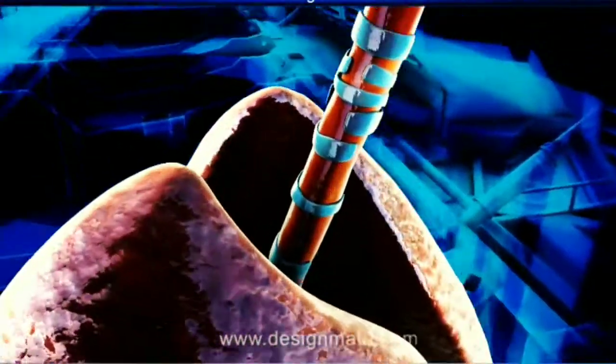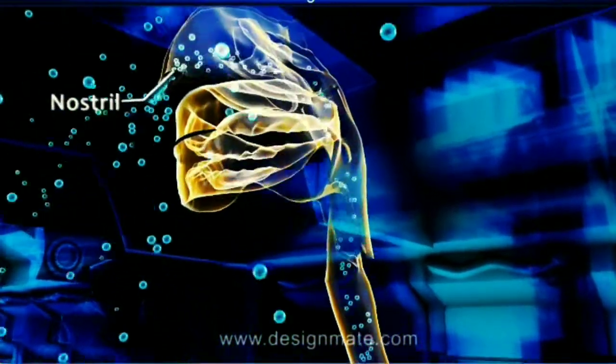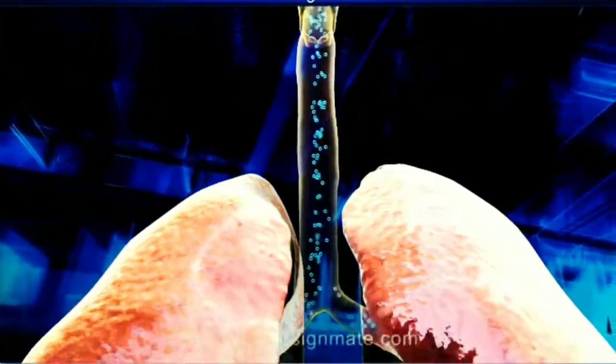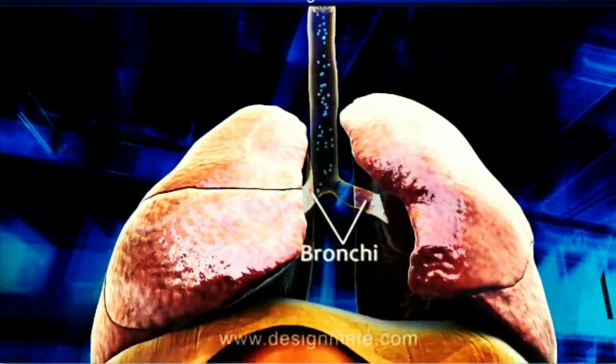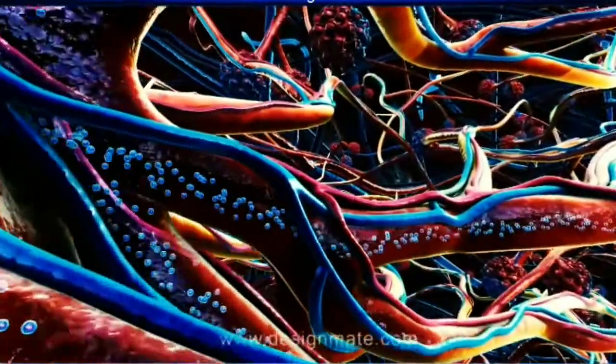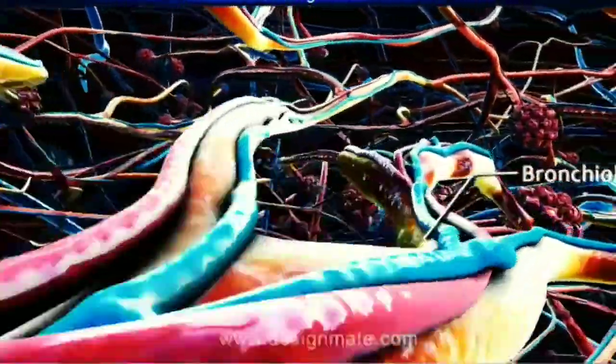The trachea leads into the pharynx, which is connected to the nostrils. As we breathe in air, the oxygen molecules enter the nostrils and travel downwards through the pharynx and trachea to finally reach the bronchi. From each bronchus, oxygen travels into the lungs. Within the lungs, the bronchus divides repeatedly to form bronchioles.